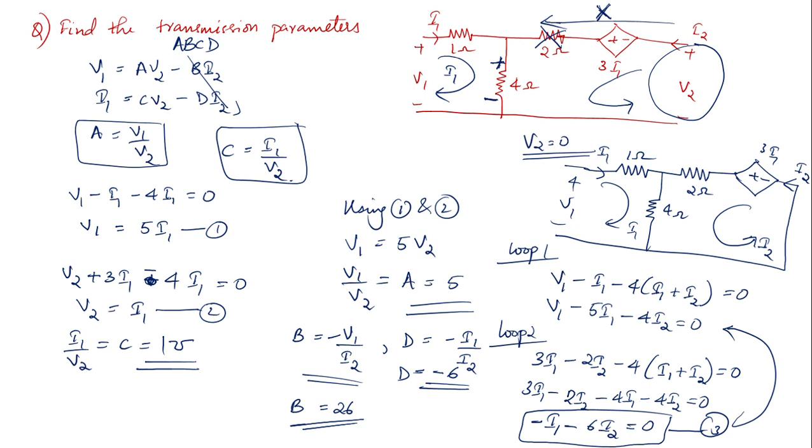In the next class, we can try and find out the conditions for symmetry and reciprocity of certain parameters. Not all the parameters. We can study these symmetry and reciprocity of 2 to 3 parameters.